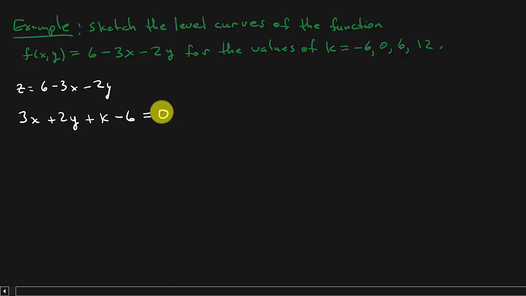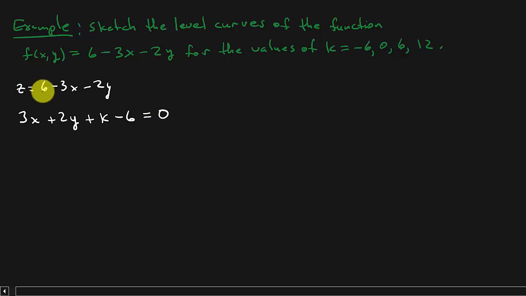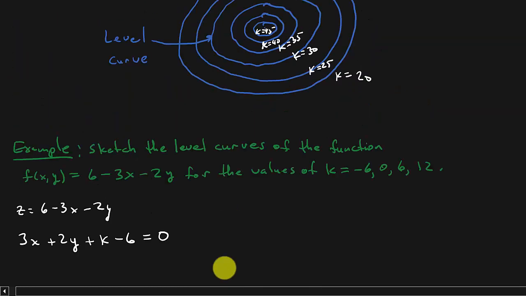Let's get everything over to one side. So what did I do here? I guess I could have done this up here. You see the z? Well, we're looking for the level curves, right? And so what are we doing with the level curves?